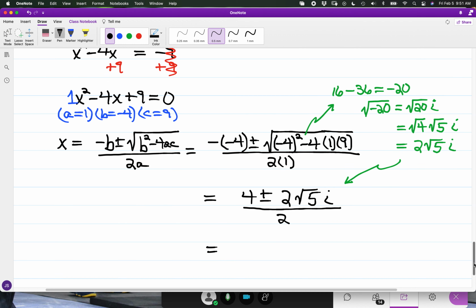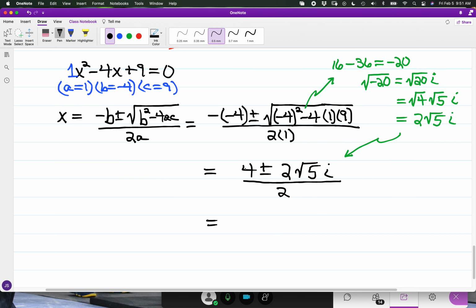And if you notice, we have the leading coefficients to be even. We got 4, which is even. We got 2 in front of the square root of 5, which is even. And we have divided by 2. We can go ahead and simplify. So we have 4 over 2 is 2. We have plus or minus. And 2 will go into 2 square root of 5i, square root of 5i times. And just separating the terms, we're going to have 2 plus the square root of 5 times i, also 2 minus the square root of 5 times i.